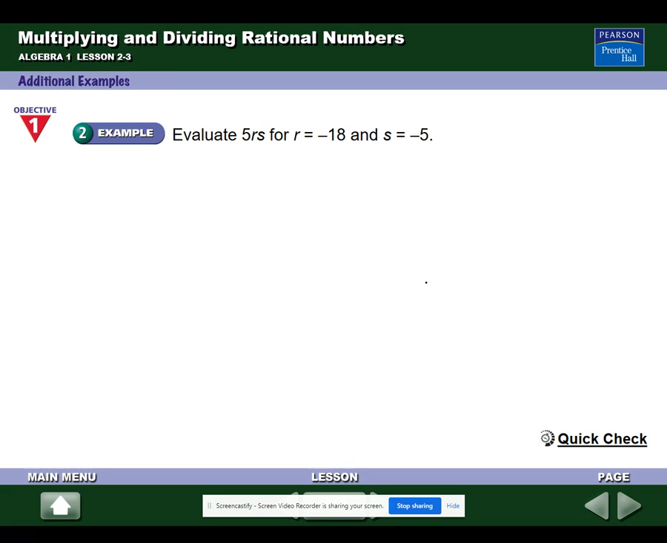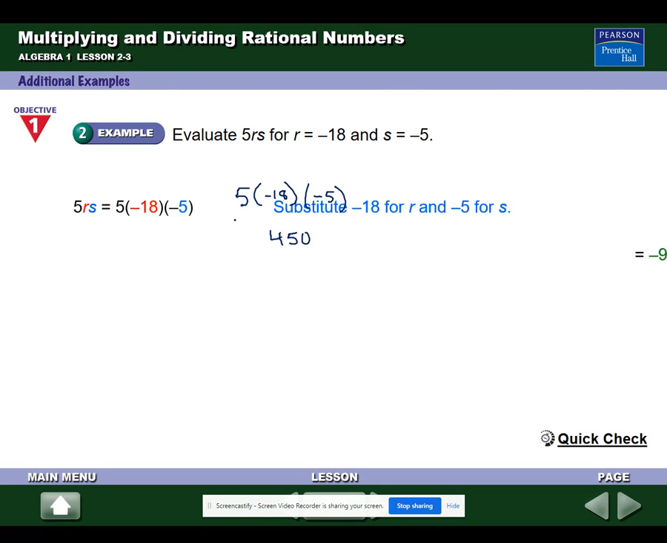Second example says to evaluate, and we have 5rs, where r is negative 18 and s is negative 5. I think that's going to be 450. Now that might be on the fringe as far as mental math, but everybody should see positive, negative, negative. As we multiply a positive by a negative, that's going to be positive. I know that 5 times 18 is 90. So that 90 times 5 is 450. The answer is positive 450.